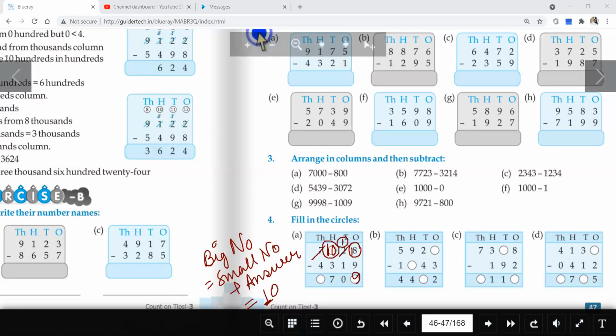From the 1000 place. So if that number is borrowing 1, how much is it? It is 6. So from 6, we are just going to subtract 4. It is becoming 2. I hope that it is now clear.